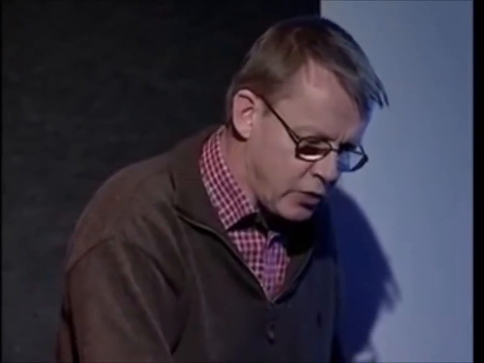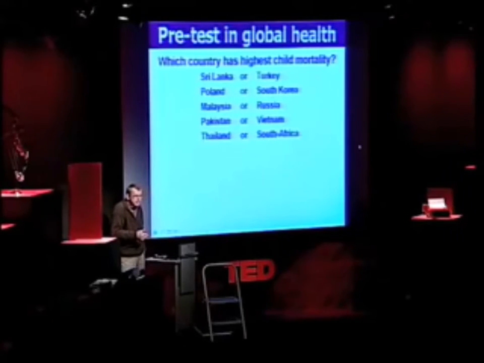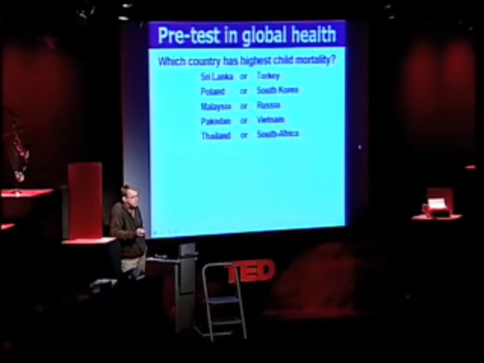So I did a pre-test when they came. And one of the questions from which I learned a lot was this one. Which country has the highest child mortality of these 5 pairs? And I put them together so that in each pair of country, one has twice the child mortality of the other.